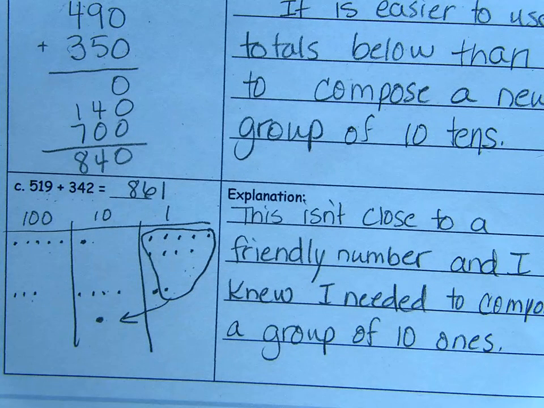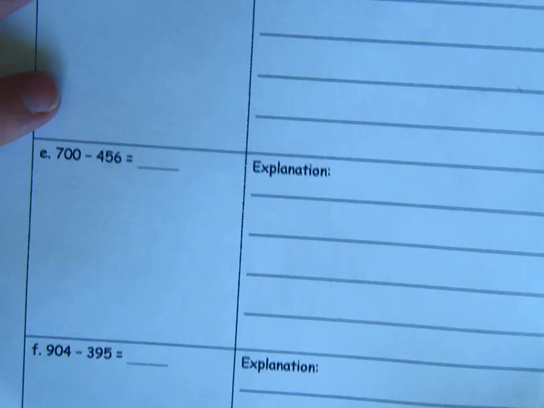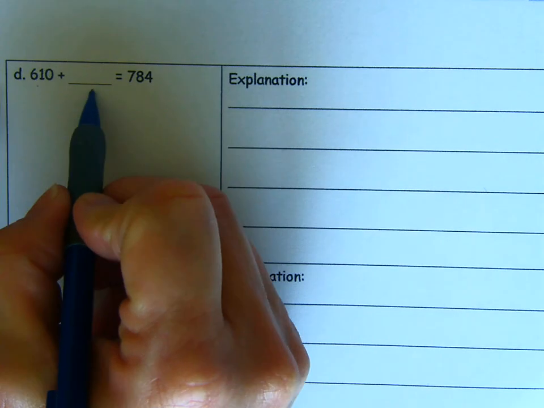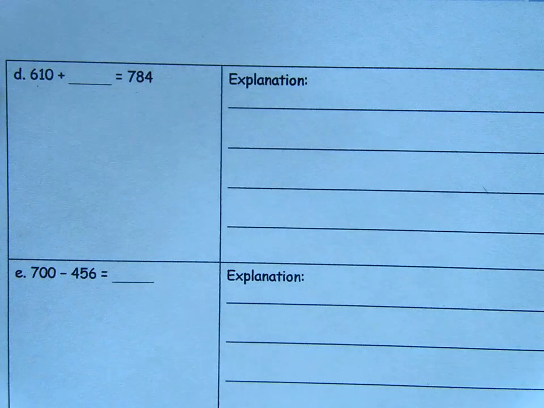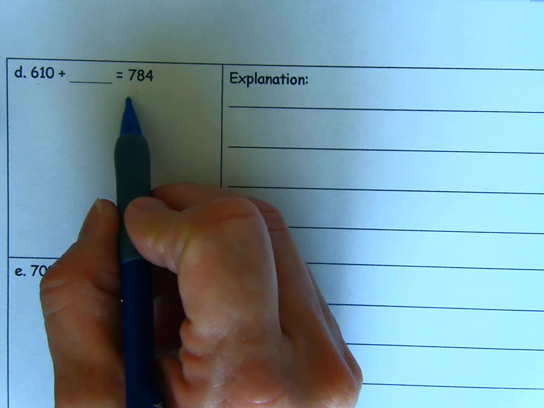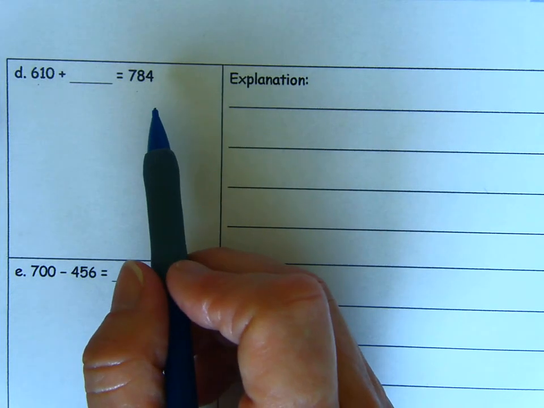I'm going to move on to the next page, going to 210. We're doing the same thing. We have 610 plus something equals 784. Well, it's kind of the same thing. We're looking here. Do we have two parts that make up a whole?